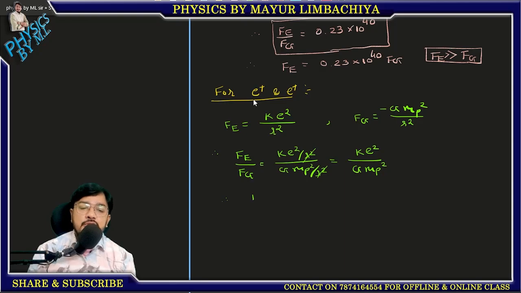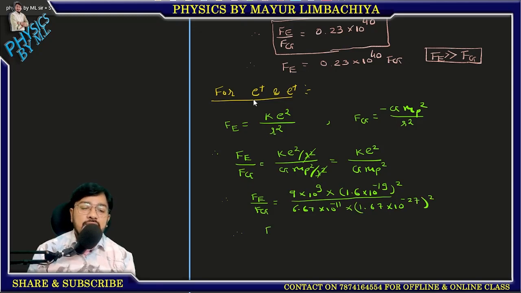Let's substitute the value of each and every parameter. So Fe divided by Fg will be 9 into 10 raised to 9 multiplied by 1.6 into 10 raised to minus 19 square divided by 6.67 into 10 raised to minus 11 into, what is MP? MP is 1.67 into 10 raised to minus 27 square.